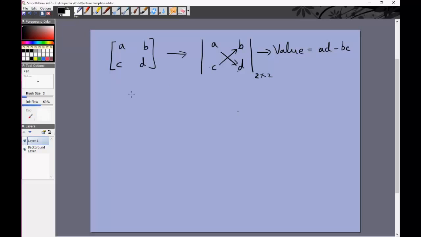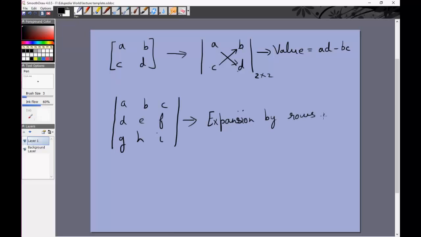Now what about a 3 cross 3 determinant? So let's say the determinant is A, B, C, D, E, F, G, H, I. Now this is a 3 cross 3 determinant or a determinant of order 3. And to get the value of this determinant, we use a method which is often called expansion by rows and columns, rows or columns. So we can take any row or any column and we can expand it about that row or column.